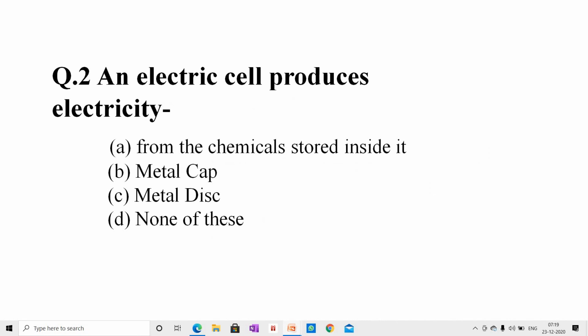Question number 2. An electric cell produces electricity. Option A. From the chemicals stored inside it. Option B. Metal cap. Option C. Metal disc. Option D. None of these. And the correct answer is option A. From the chemicals stored inside it.